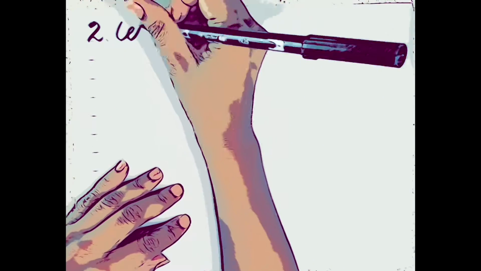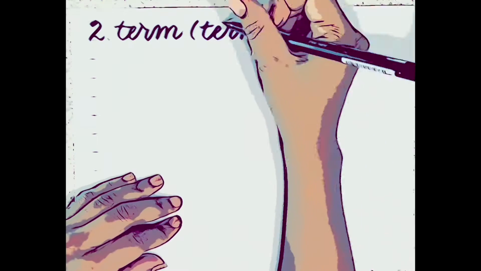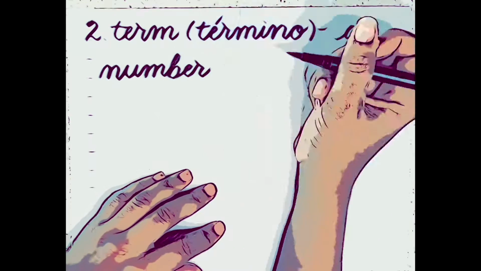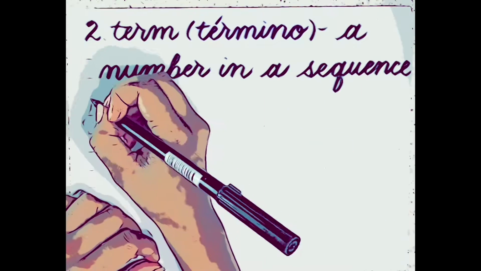So our next word is term, or término, which is a number in a sequence, un número en una secuencia. So any of the examples above that we saw before, like 1, 2, 56.